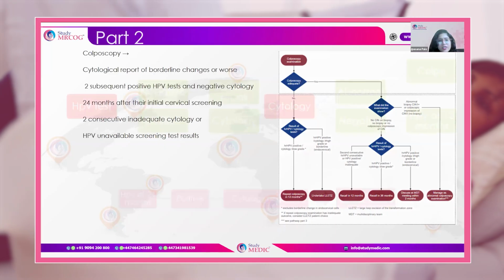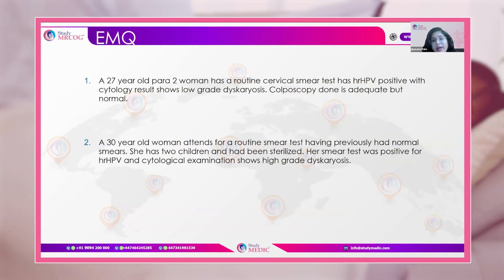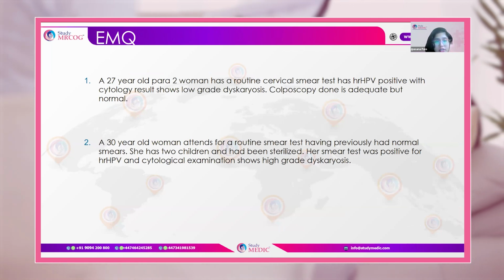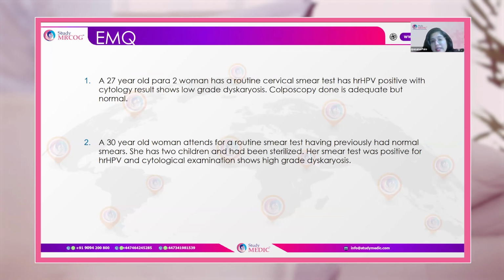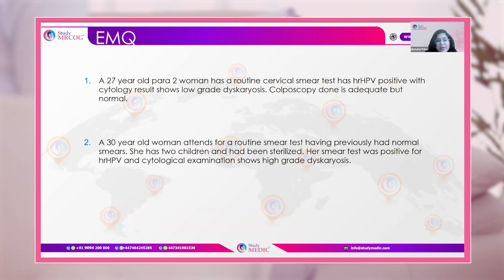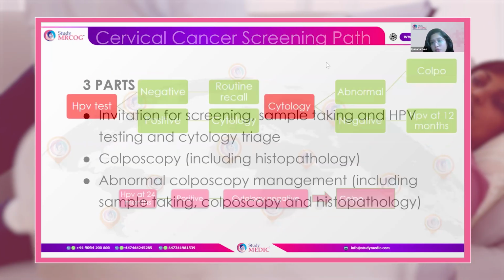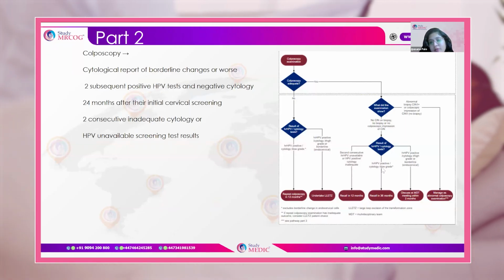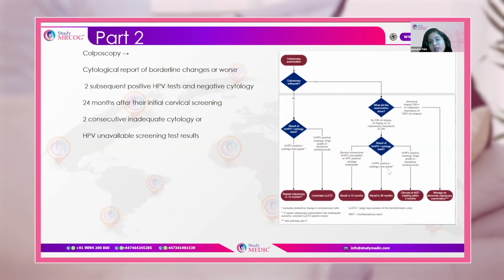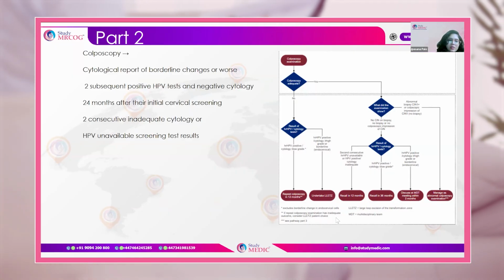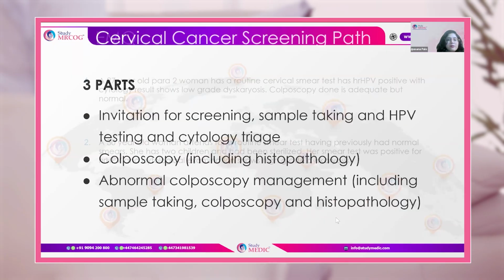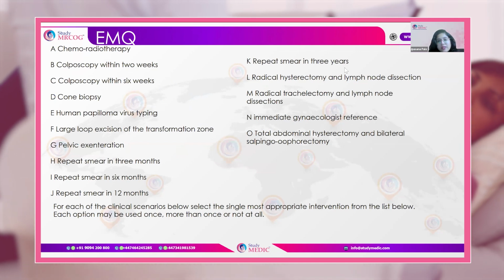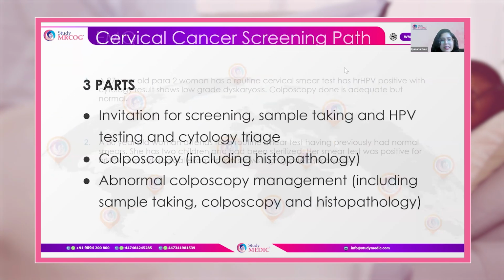So if we look at the first question, a 27-year-old para 2 woman has a routine cervical smear test, has high risk HPV positive, but the cytology shows low grade dyskaryosis. Colposcopy is done, is adequate but normal. So here the colposcopy was adequate and normal, so it will fall under this. Now the high risk HPV was positive and the cytology is low grade, so you need to recall her in 36 months. So if we now go back to the options, the answer will be K, that is repeat the smear in 3 years. Okay, so I hope this is clear.